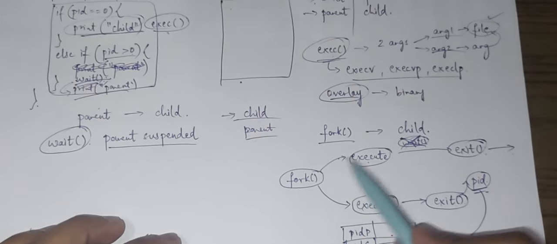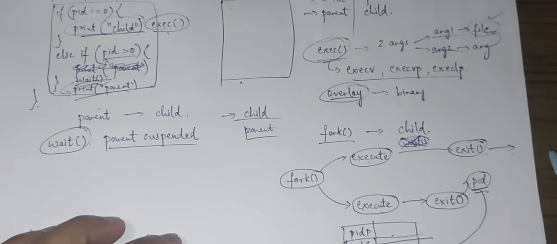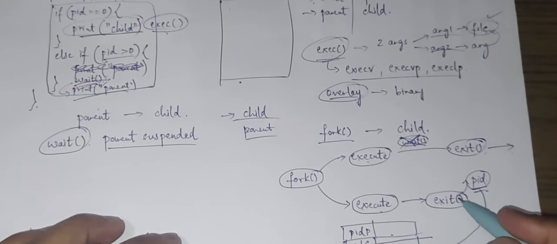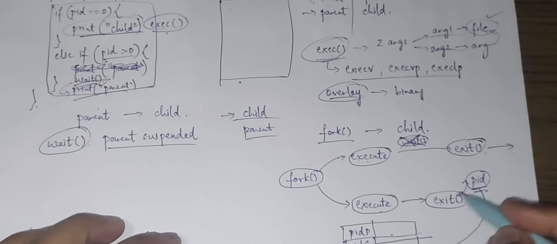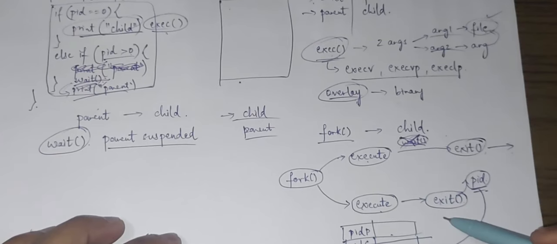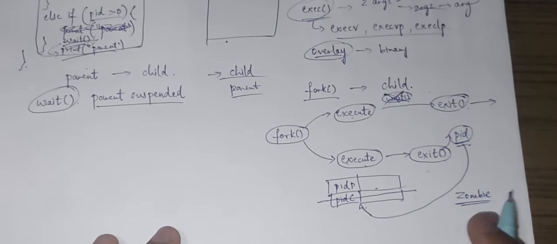Now since the parent process did not wait for the child and continued execution, whatever exit the child did, it terminated, but its entry would still be present in the process table, because that is the job of the parent process to release. So since the parent did not wait and continued running, the child's entry in the process table will still be present. Such a process is called a zombie process. We shouldn't be having such processes.